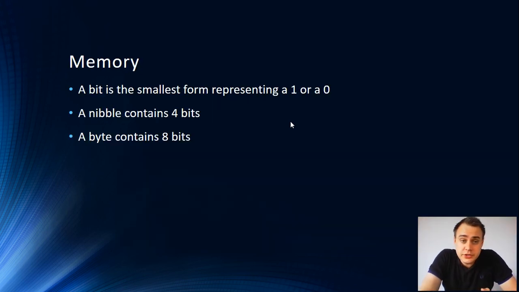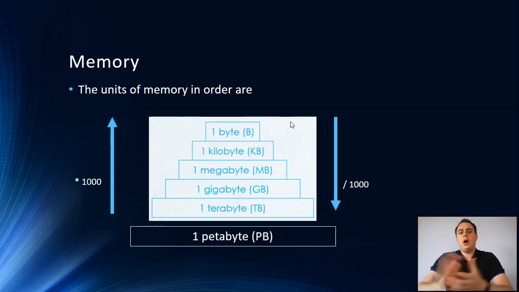Okay, so we're going to be moving on to memory now, and we're going to be looking at the different units of memory we have in computer science. So then you'll be able to convert these file sizes and see how big those file sizes are. So a bit is the smallest form, as we've gone through in the binary module, it's either a 1 or a 0. A nibble contains 4 bits, and a byte contains 8 bits. Can you write that down? Okay, so this chart just here represents all of the units of memory for computer science, from a byte all the way up to a petabyte.